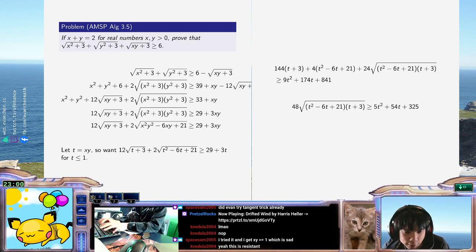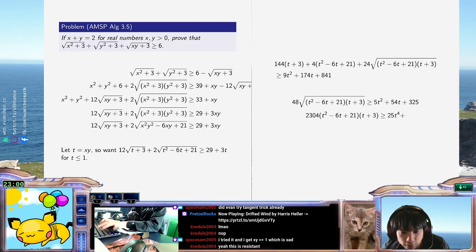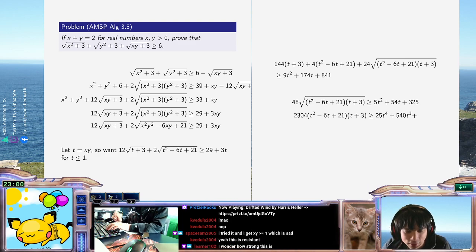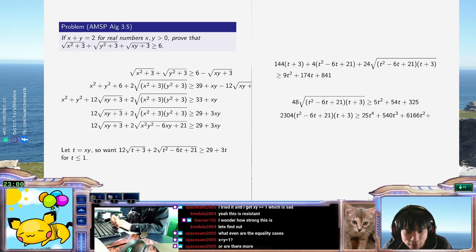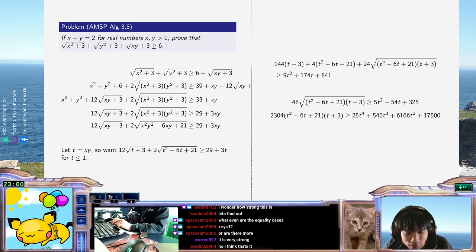2,304 times t squared minus 6t plus 21t plus 3 against 25t to the 4 plus 540t cubed plus 1,625, 3,250t squared for that, and then there's a cross term of 2,916. So this is 6166, and then 54 times 325 is equal to 17,500, I hope. No, that's not right. So that's not 17,550. My bad. And then 325 squared is some abomination.